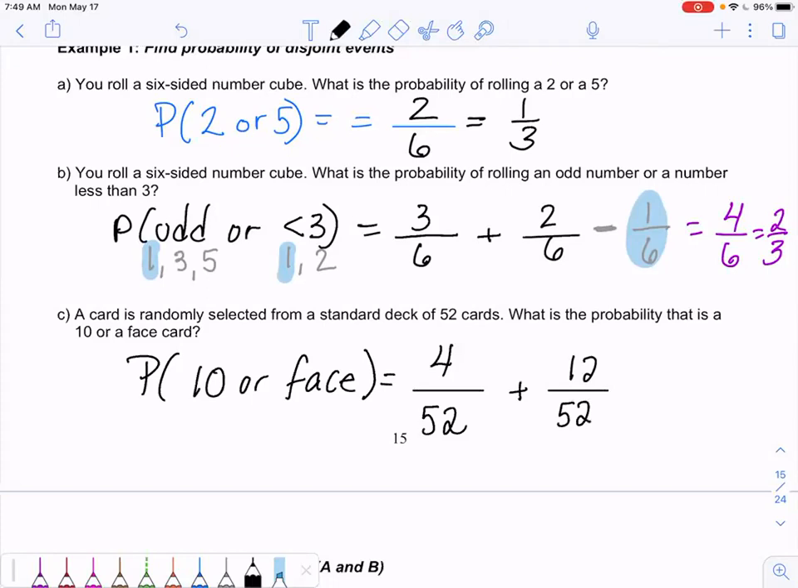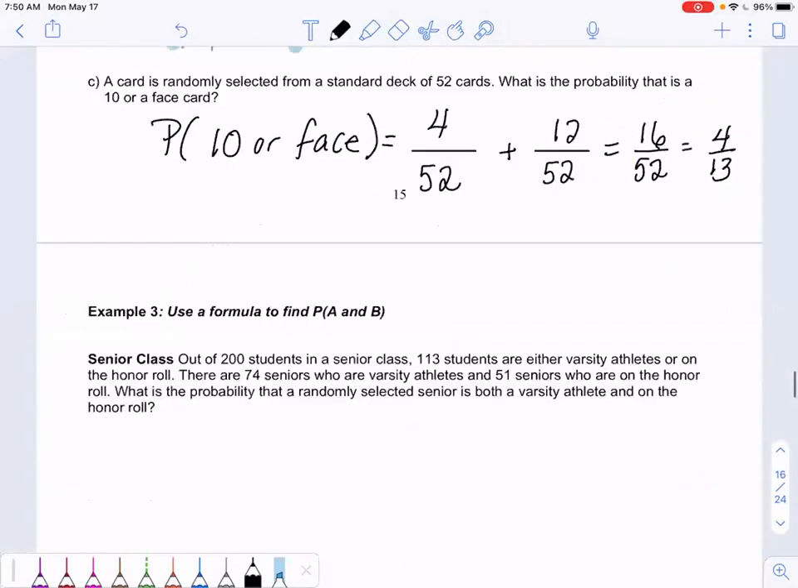Ella, is a 10 ever considered a face card? No. So they are separate events. A 10 cannot be a face card. It's a 10. So you don't have to subtract anything. Ella, if we add those together, we get 16/52, and that reduces to 4/13. So you can see 2 of them were disjoint, and the one in the middle had that overlapping piece. Questions?